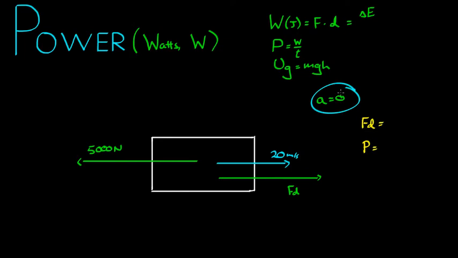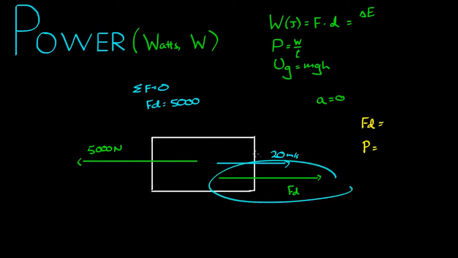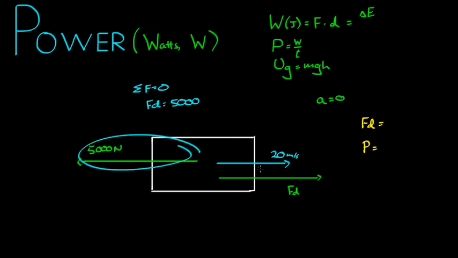So we know if acceleration is 0, the sum of forces has to be 0. Therefore, the driving force has to equal the frictional force. So Fd is equal to 5,000. If Fd were larger than 5,000, there'd be acceleration in that direction. And if Fd were smaller than 5,000, the friction force would be larger than the driving force. The truck would slow down. So Fd is equal to 5,000.